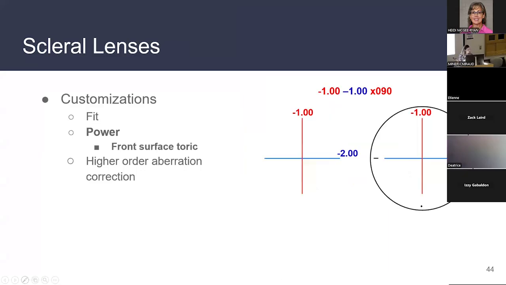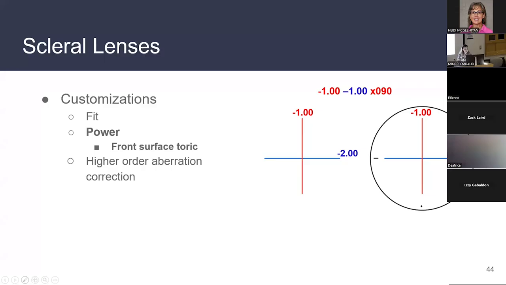We also have the ability to add toricity, meaning we can correct for astigmatism that the scleral lens already doesn't correct for. A scleral lens or a gas permeable contact lens is always going to correct for a good amount of corneal astigmatism. However, some patients have additional astigmatism correction needs on top of that. We can do that because these lenses are so stable, because we've customized it to this point. We can essentially take their toric refraction or their astigmatism correction, and I can put that right on the front of the lens as long as I know how it's going to fit on the eye.